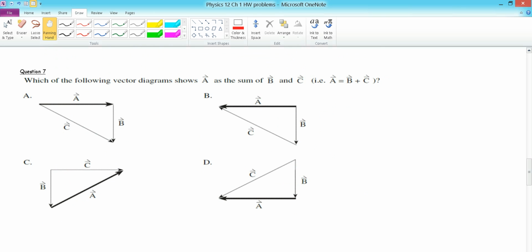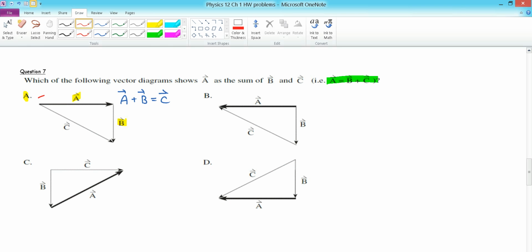All right, question number 7. Which of the following vector diagrams shows A as the sum of B and C? So we're looking for a diagram that represents A equals B plus C. All right, so let's go through all of these diagrams here. For option number A, I have my A vector being added to my B vector. So option A is actually my A vector plus my B vector gives me my resultant vector, which is my C vector, which is not what we're looking for. So option A would be wrong.